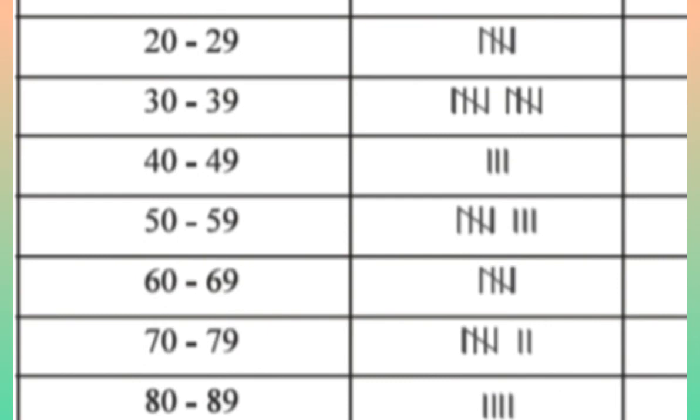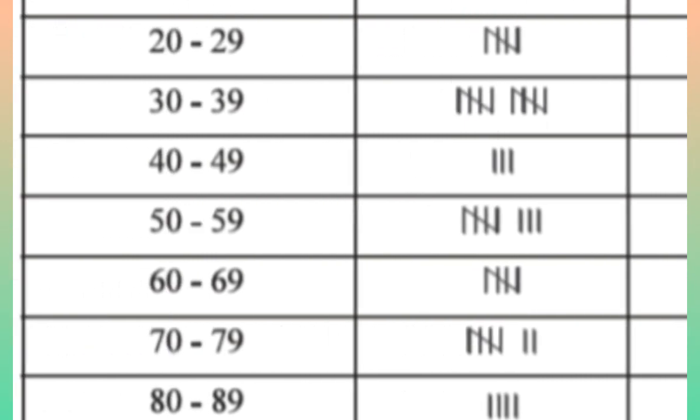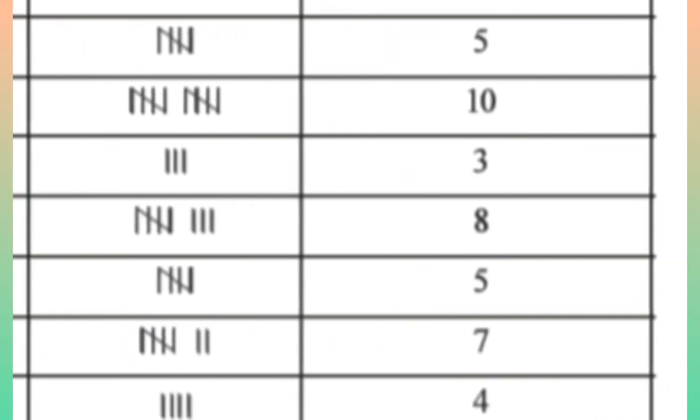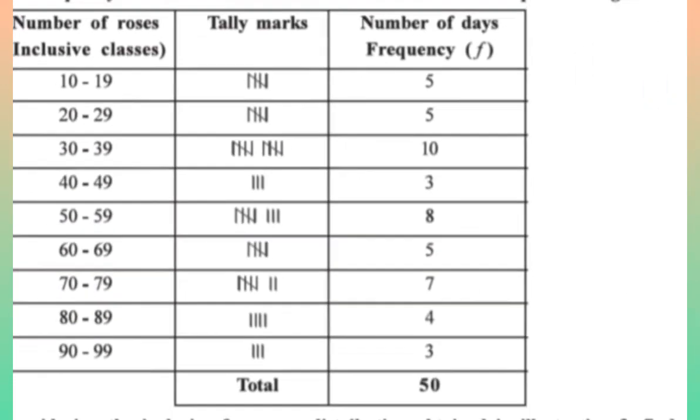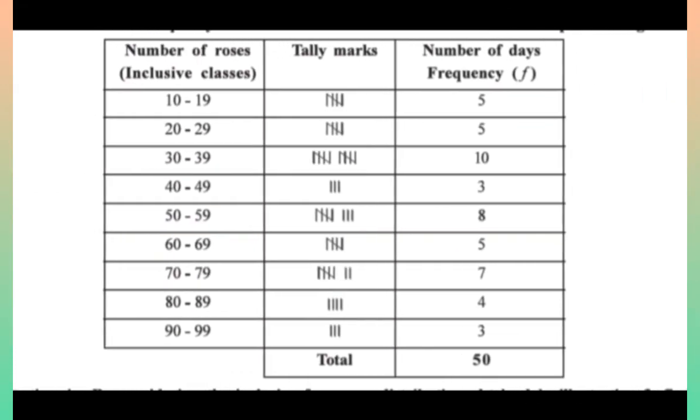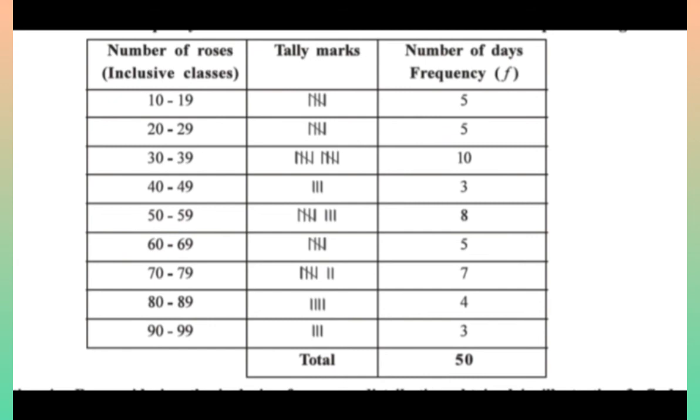Just to remember, why continuous frequency distribution? Because over here you have the classes, and the frequencies are also given to them. That's why this is an example of the continuous frequency distribution.